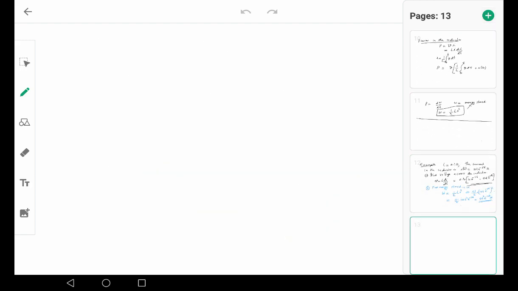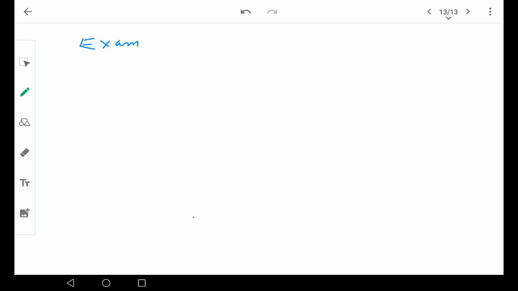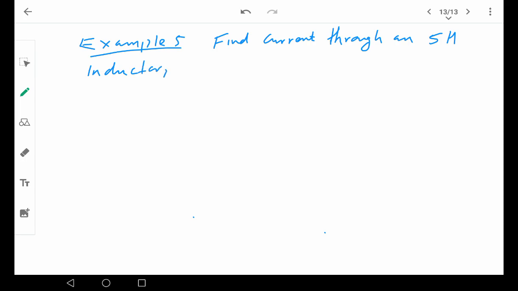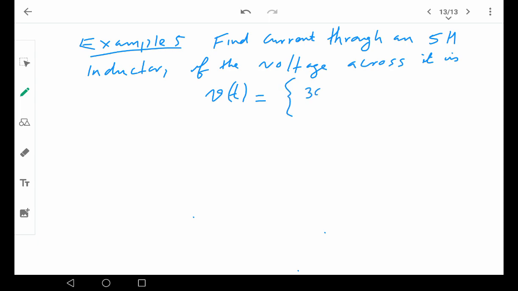So we will do another example also. Example 5. Find the current through a 5 Henry inductor if the voltage across it is given by v(t) equal to 30t square for t greater than 0 and 0 for t less than 0.